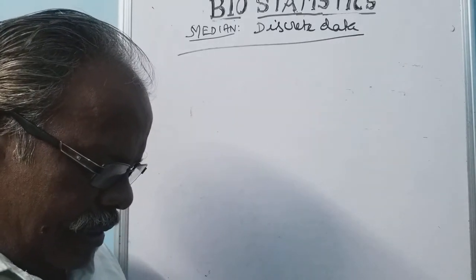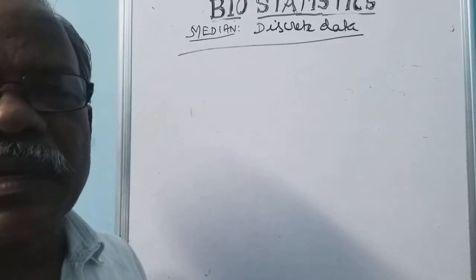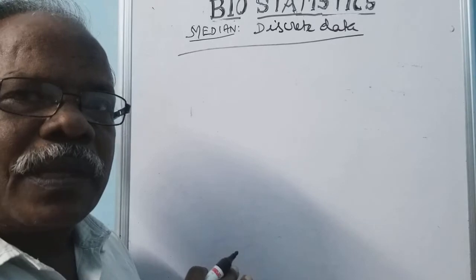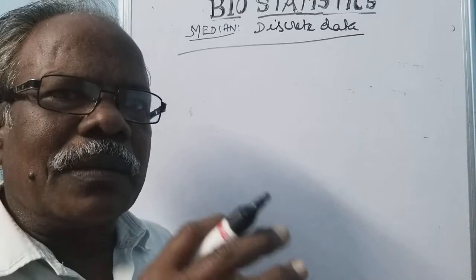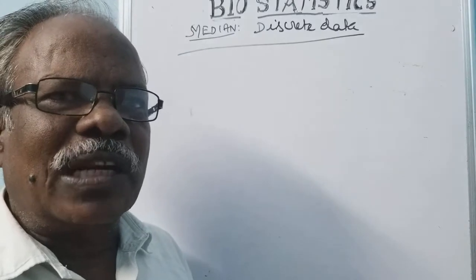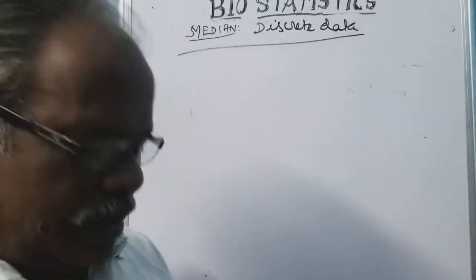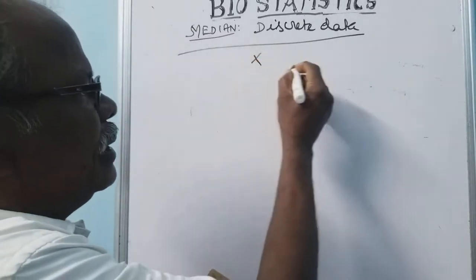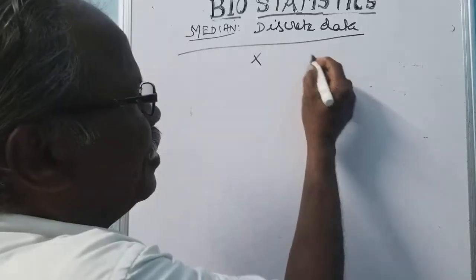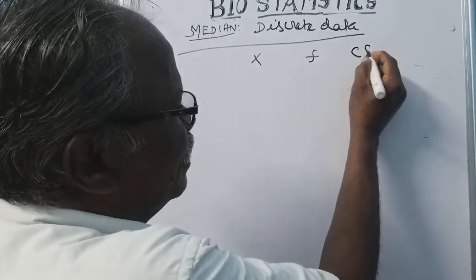And then the frequency also will come in the discrete data. Frequency means how many, the total number of people or total number of fishes represents the data or variable. Now say x is the class, f is the frequency, then cumulative frequency also we have to take.